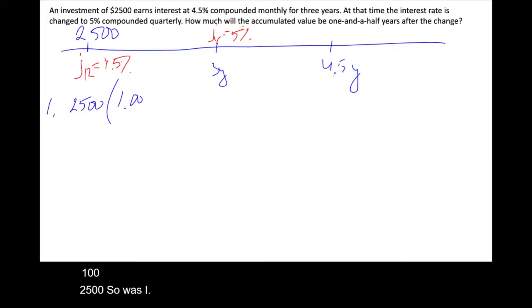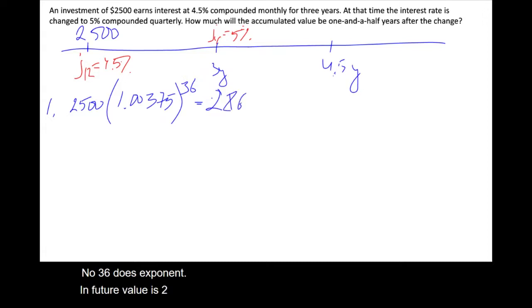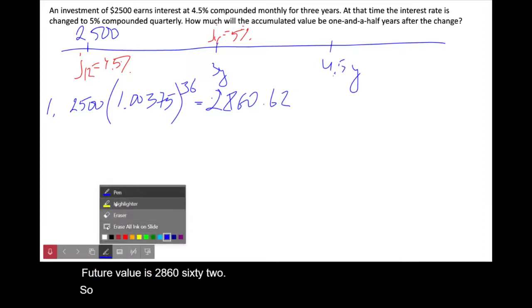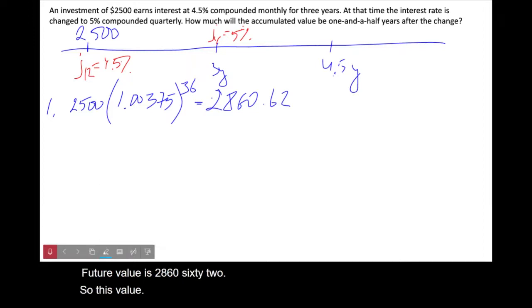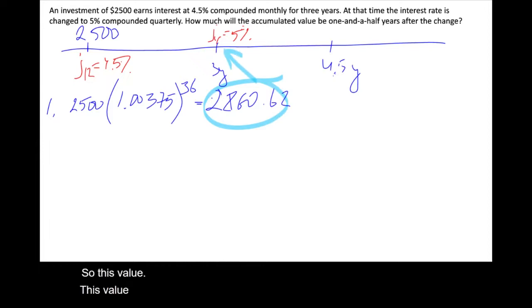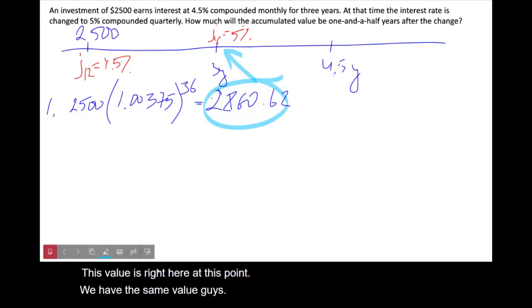Okay, I is 0.00375. Now 36, that's the exponent. And future value is 2,860.62. So this value is right here at this point. Do you have the same value, guys?